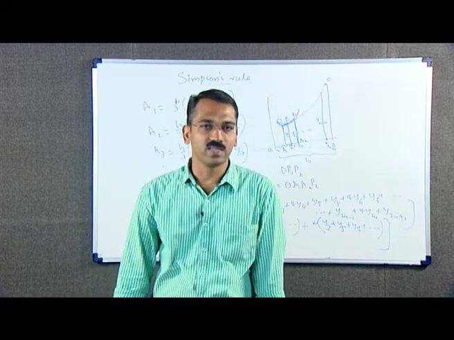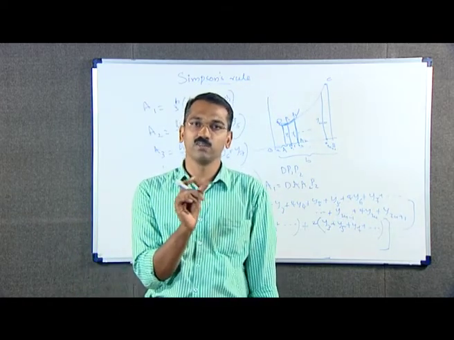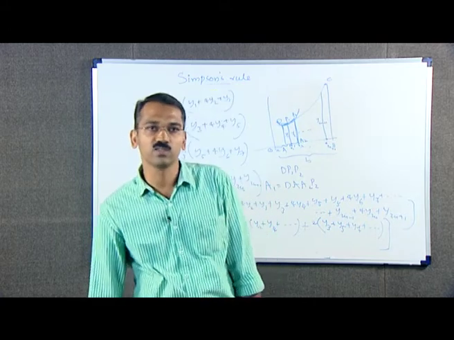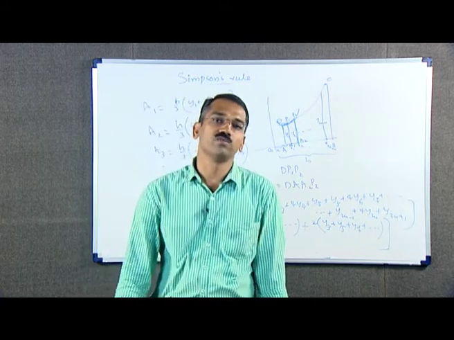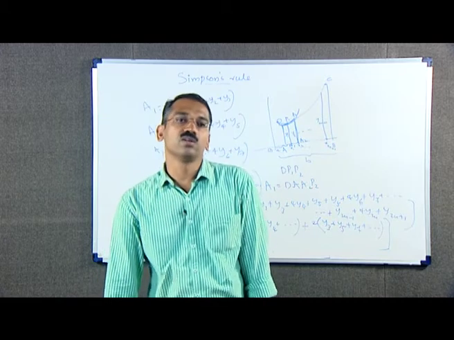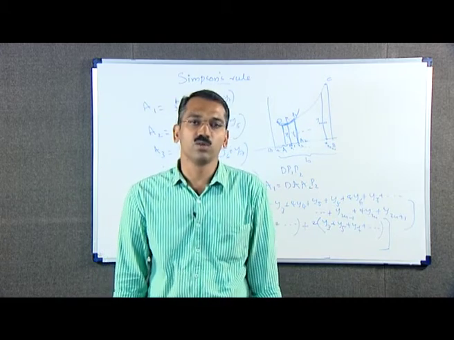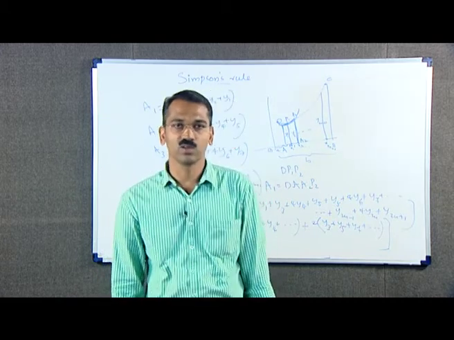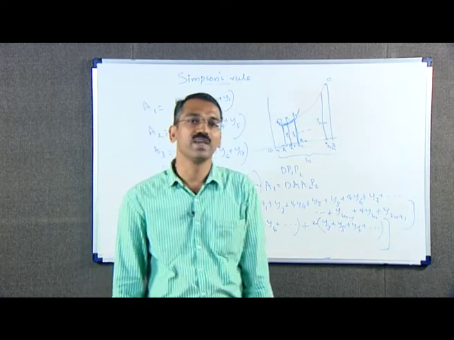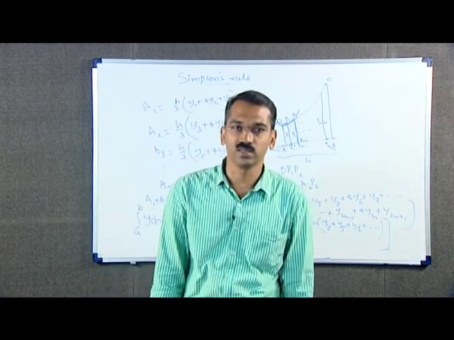The smaller h, that is the width of the interval, the closer the approximation will be. And Simpson's one-third rule of numerical integration is called a closed formula, because the endpoint ordinates also enter the formula.